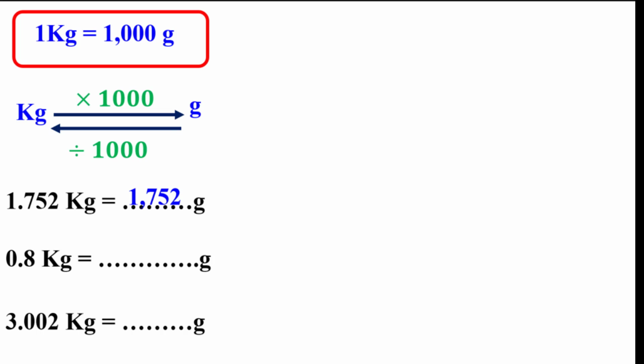0.8, we have here just 1 decimal place, so you have to insert 2 zeros. It will be 800. 3.002, we have here 3 decimal places. It will be a whole number, 3002 gram.